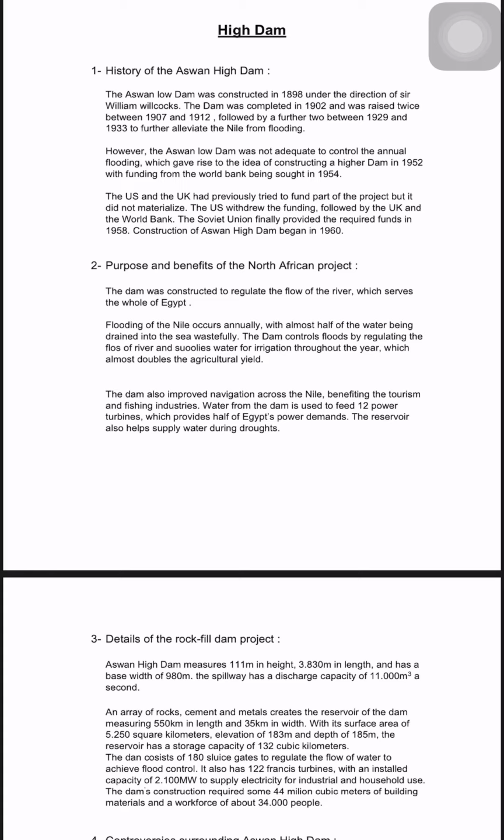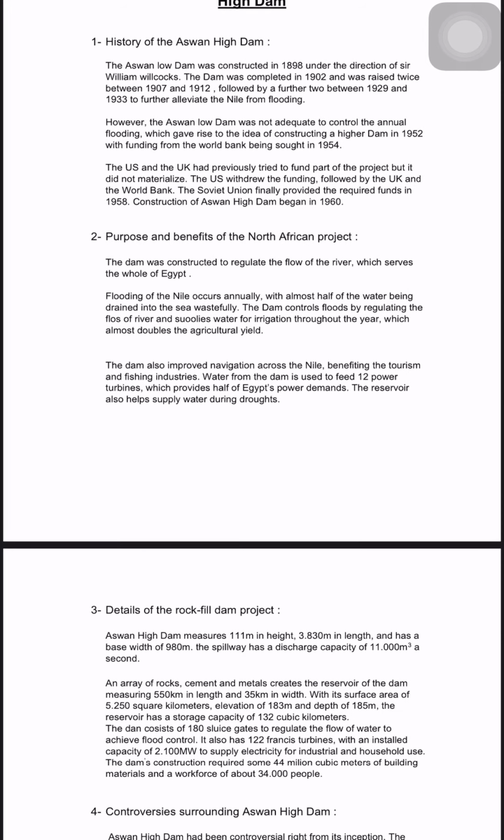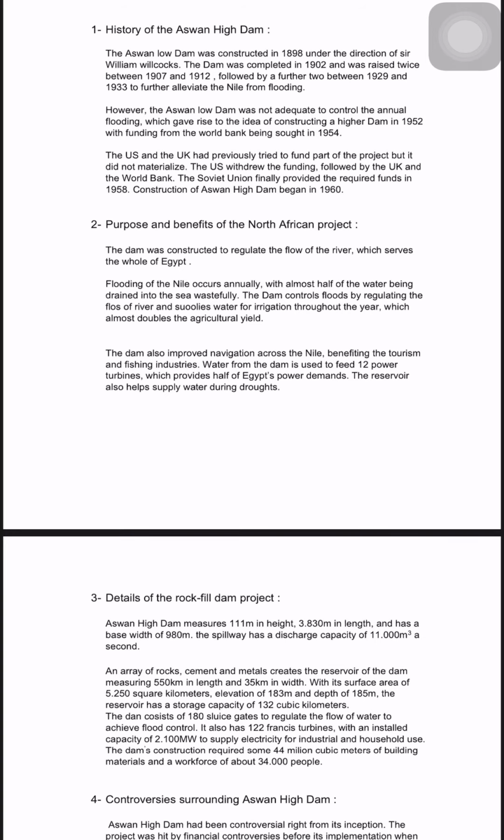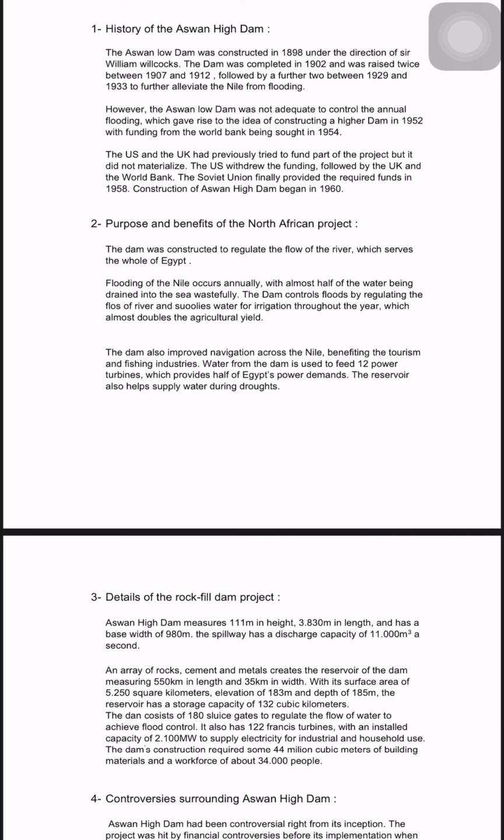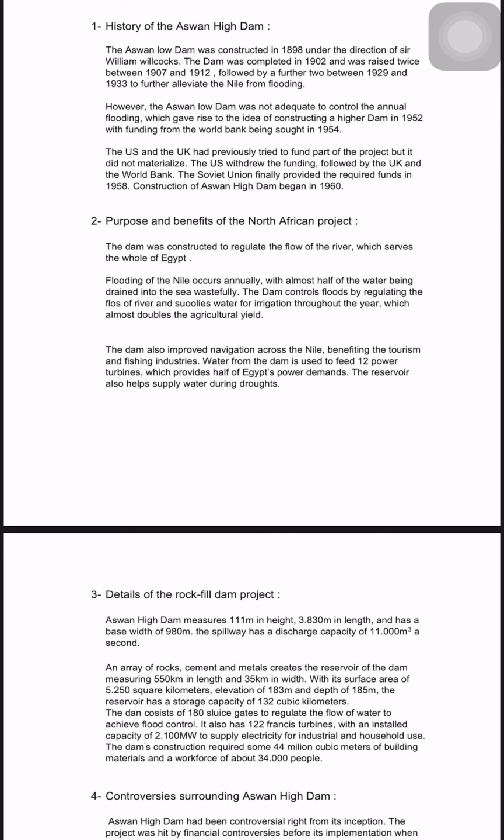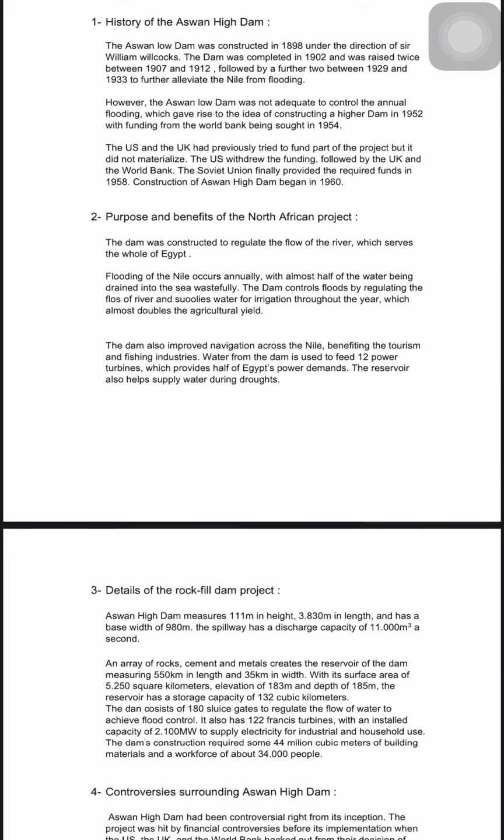Purpose and benefits of the project. The dam was constructed to regulate the flow of the river, which serves the whole of Egypt. Flooding of the Nile occurs annually, with almost half of the water being drained into the sea wastefully. The dam controls flow by regulating the river and supplies water for irrigation throughout the year, which almost doubles the agriculture yield.